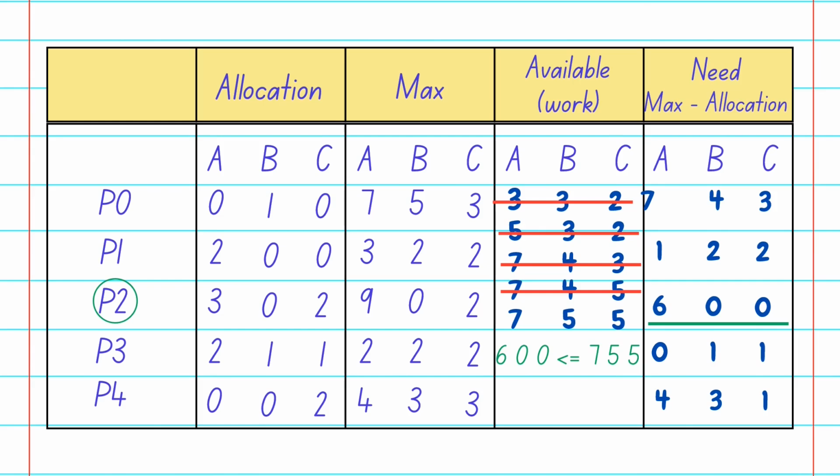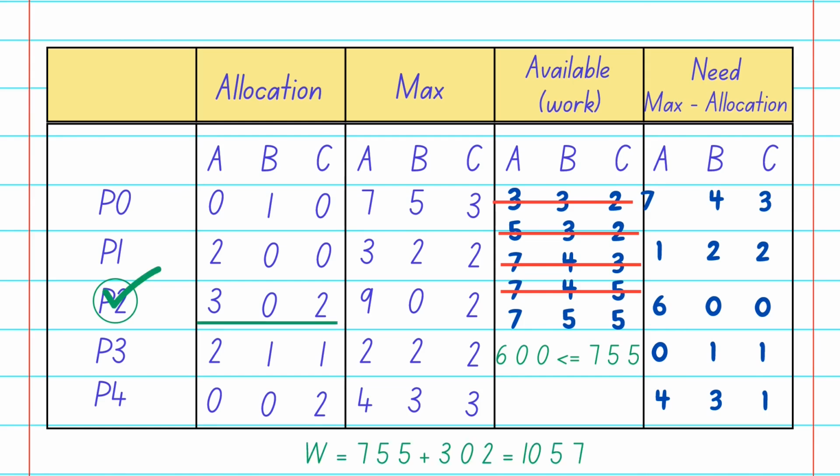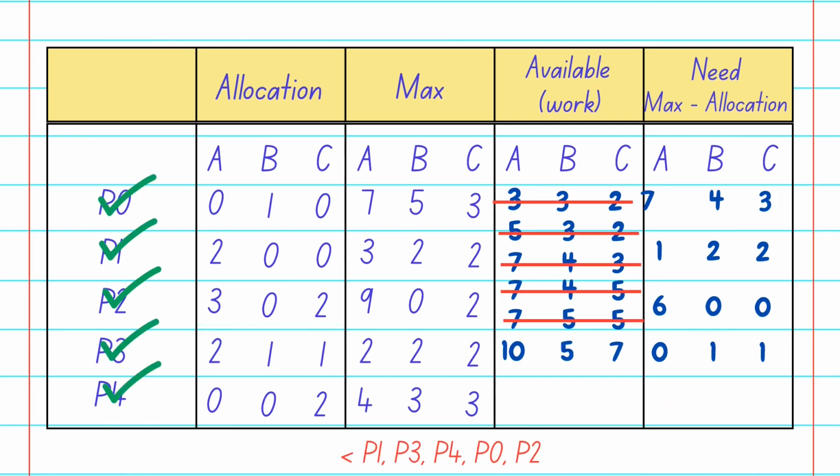So the last process is P2. Again check for P2. Need value for P2 is 600 and updated work now is 755. So 600 is less than or equal to 755. This condition is also satisfied, right? So the new work value would be work plus allocation. What is the work value? That is 755 plus allocation value 302, which is equal to 1057. And again process P2 is in a safe state.